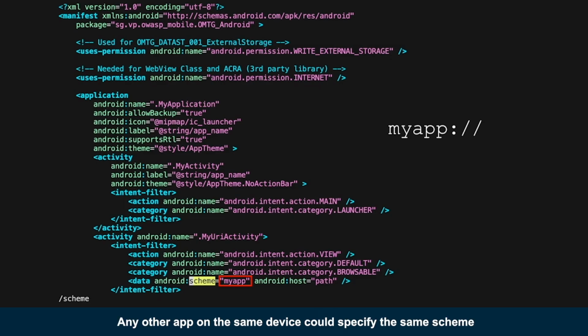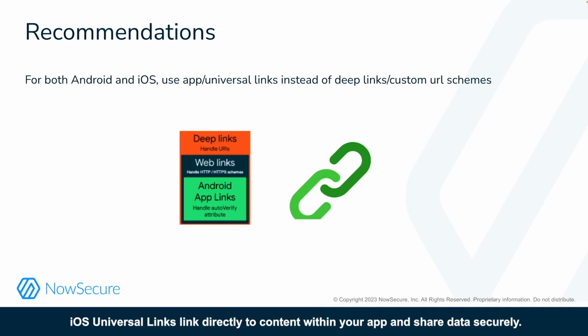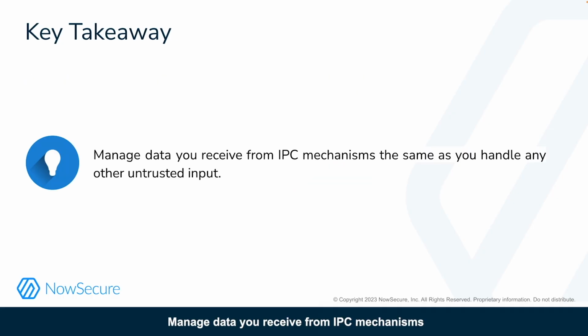Any other app on the same device could specify the same scheme for deep links, an issue known as deep link collision. This could result in the wrong app receiving an intent when a deep link is loaded. Android App Links ensure that only your app is going to be able to handle any redirect, URI, or URL in general. iOS universal links link directly to content within your app and share data securely. Manage data you receive from IPC mechanisms the same as you handle any other untrusted input.